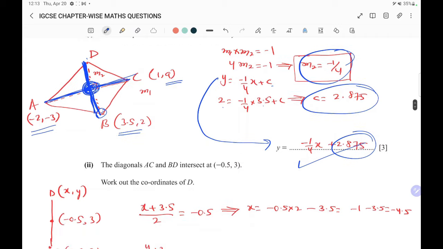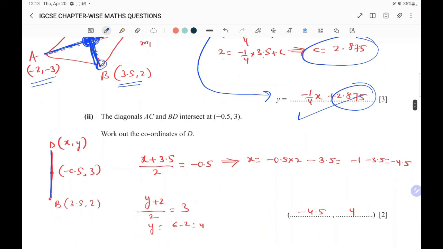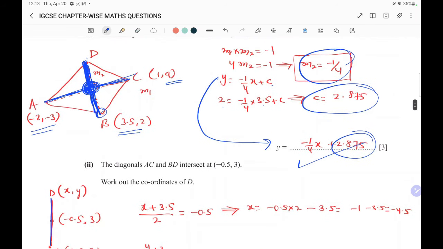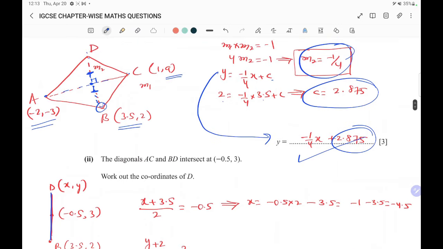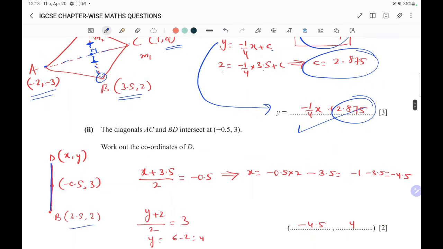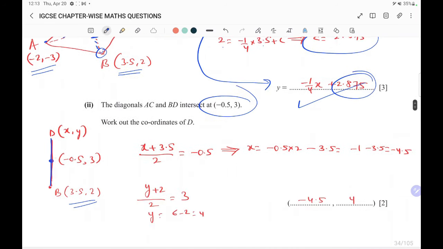So this is my AC, which is A and C, and this is my BD, this line. But when it is intersecting, suppose I remove this, this line and this line, the smaller diagonal is divided at 90 degrees as well as in half. Like this is the midpoint of B and D. So I have considered D coordinate as (x, y), and B is (3.5, 2), and the point of intersection is already given to us, (-0.5, 3).